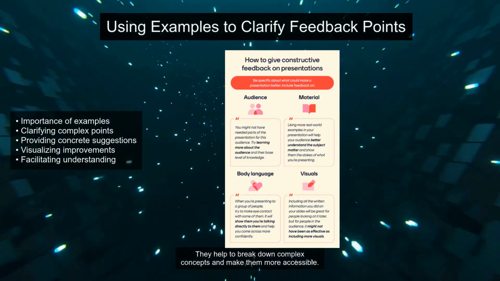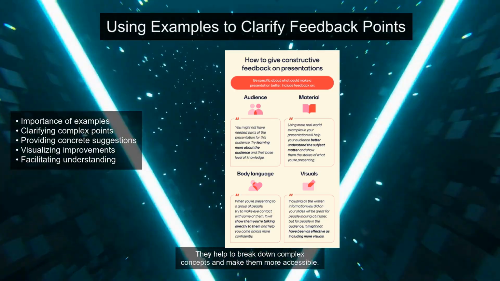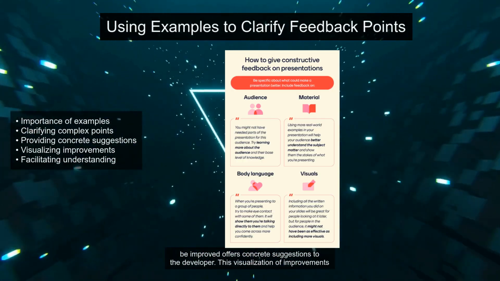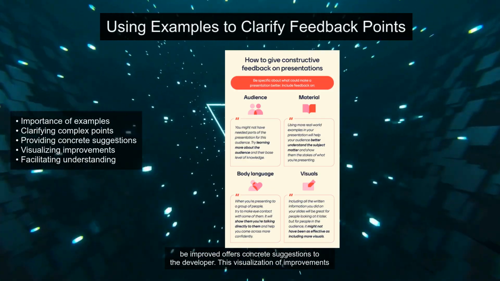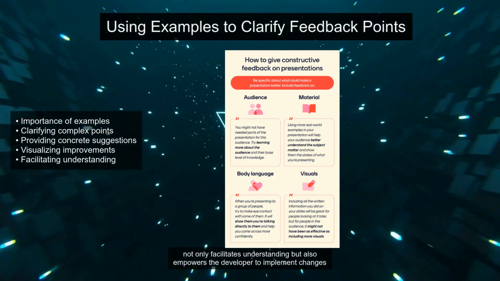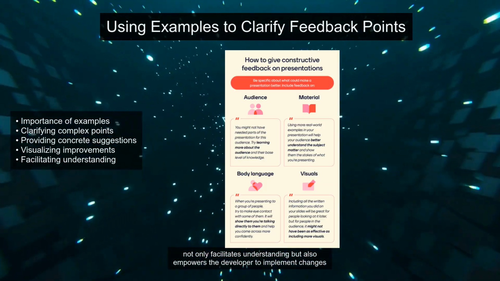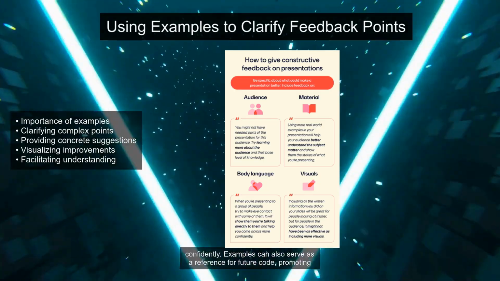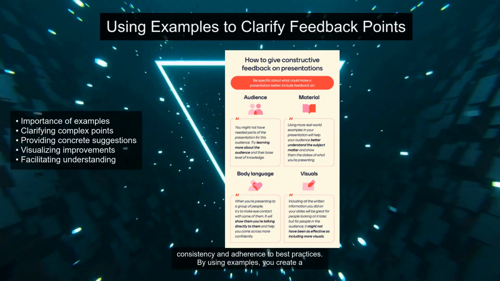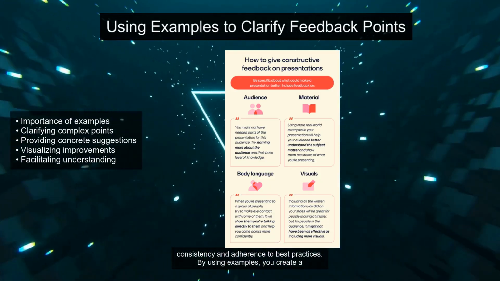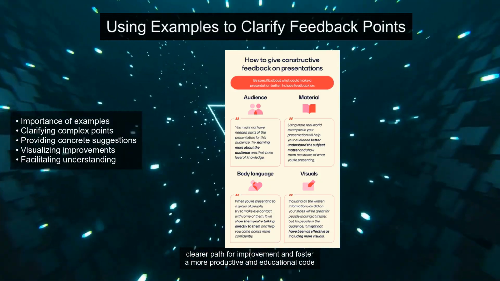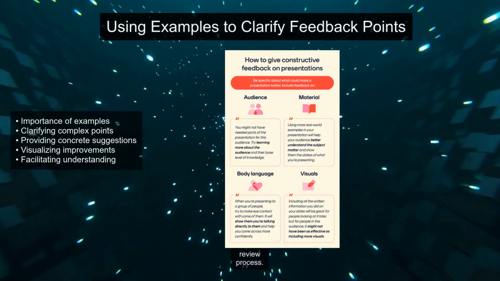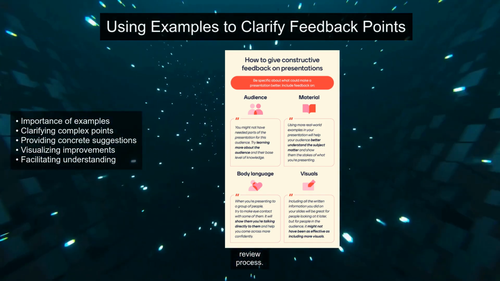They help to break down complex concepts and make them more accessible. When addressing a particular issue, providing an example of how it can be improved offers concrete suggestions to the developer. This visualization of improvements not only facilitates understanding but also empowers the developer to implement changes confidently. Examples can also serve as a reference for future code, promoting consistency and adherence to best practices. By using examples, you create a clearer path for improvement and foster a more productive and educational code review process.